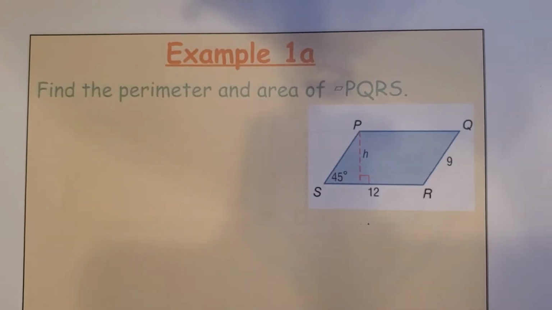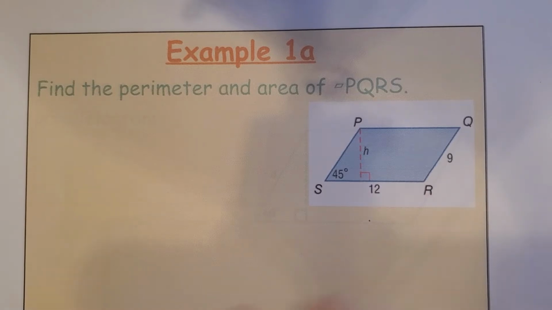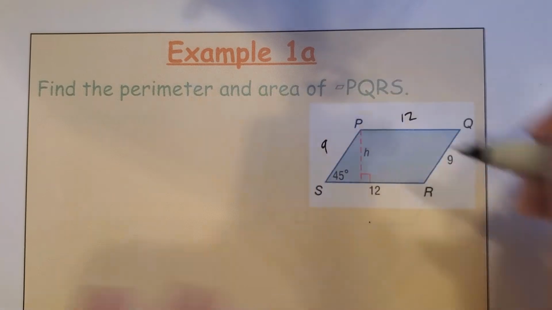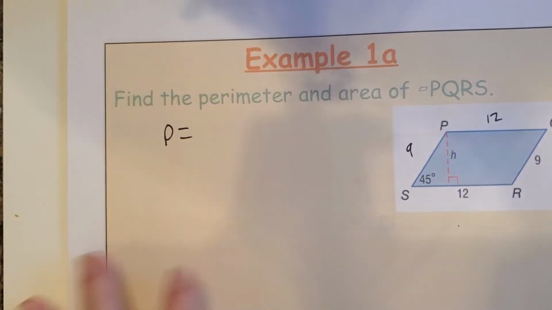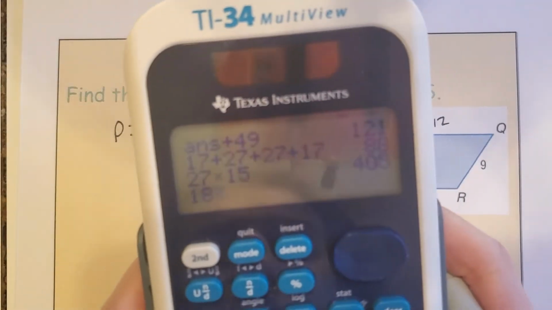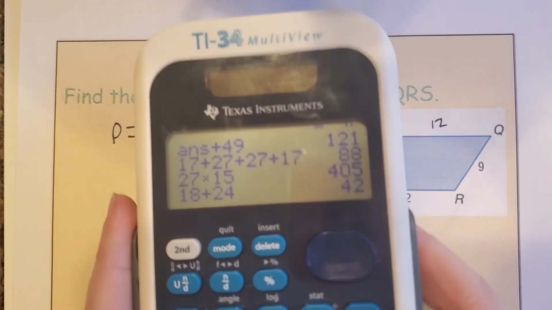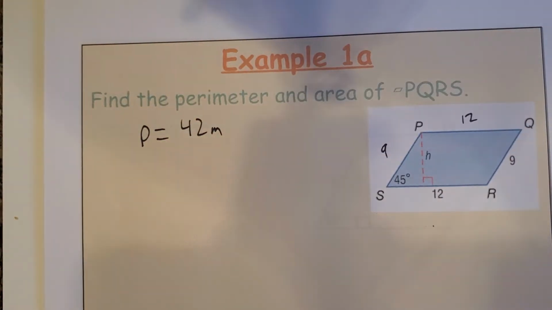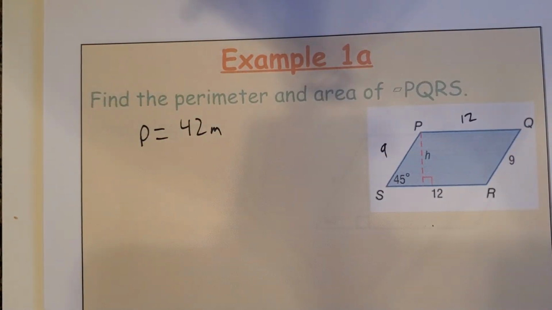Same idea. The 12 is talking about the entirety of SR. So again, opposite sides are congruent. PQ is 12. SP is 9. So the perimeter is all 4 added up, which, I'm lazy, so I'm just going to do this in my calculator. 18 plus 24 is 42. That's the perimeter.